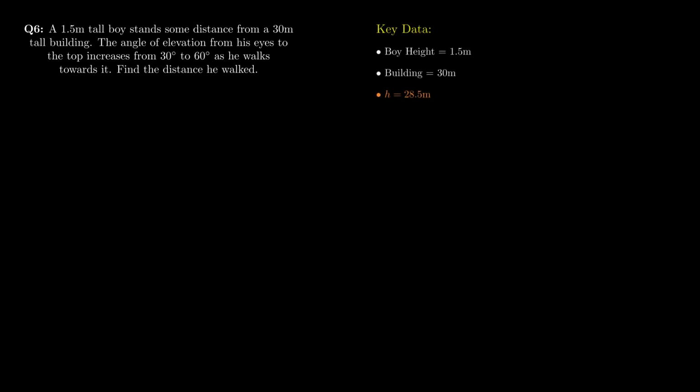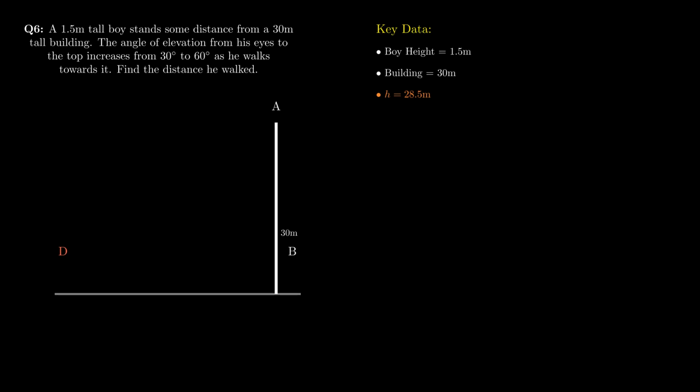Let's solve question 6. A 1.5 meter tall boy stands some distance from a 30 meter tall building. Here is our key data: the boy's height, the building height, and the working height h, which is 28.5 meters. First, we draw the ground and the 30 meter tower.